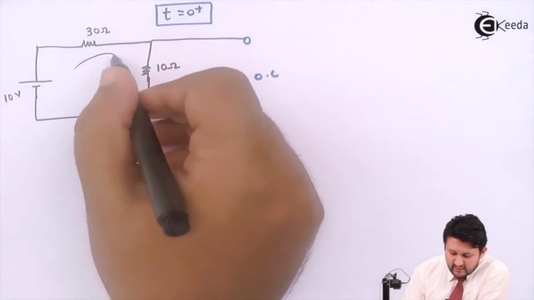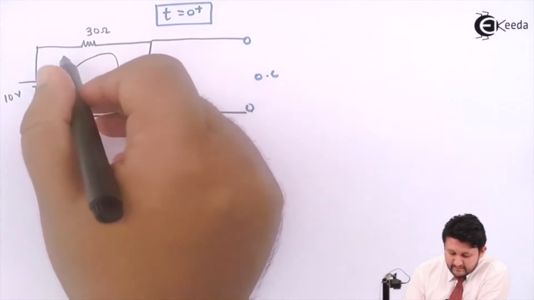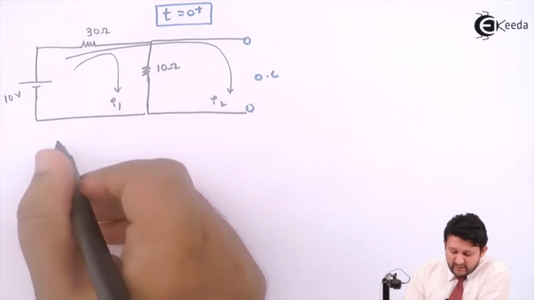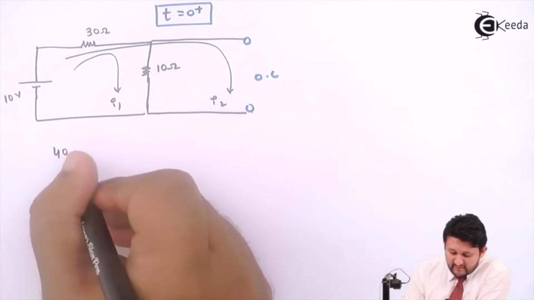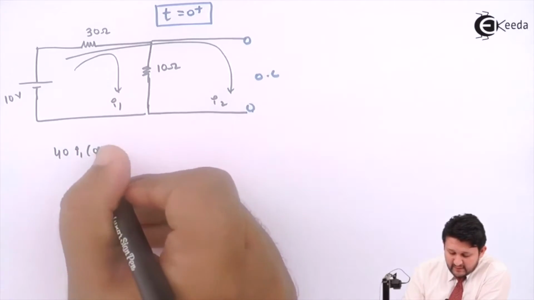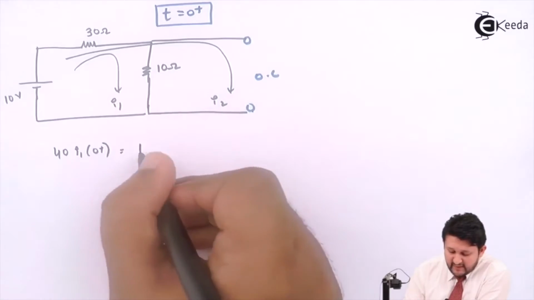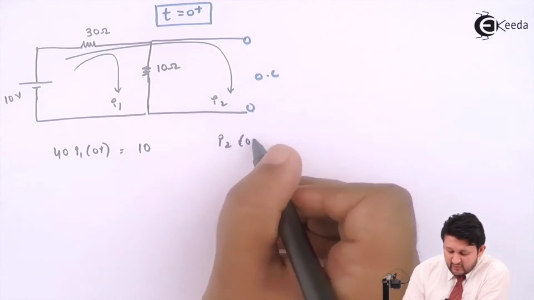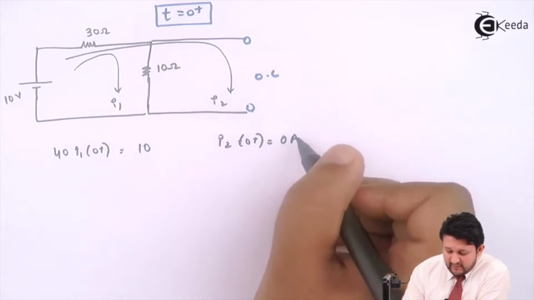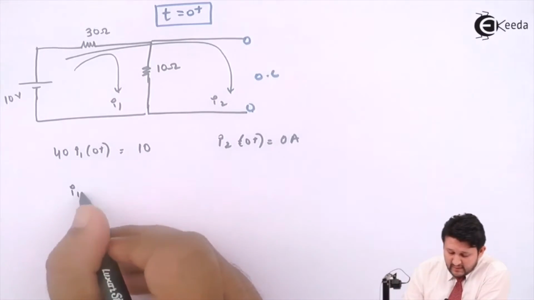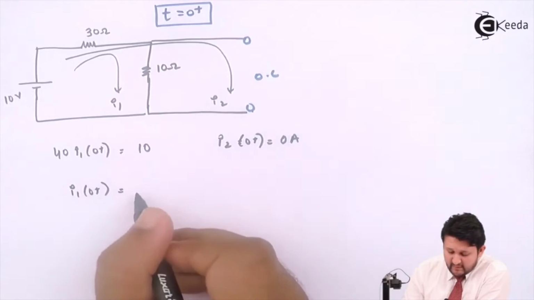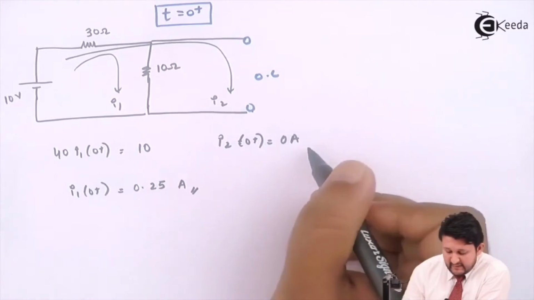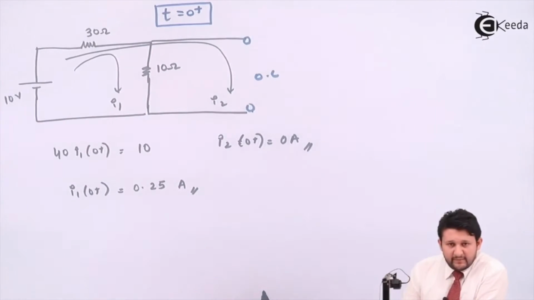So in this case, you have your I1, you have your I2. For I1, at the resistance you get 40, I1 of 0 plus equal to, your current enters into negative, so it is positive. And for I2, since the circuit is open, it is nothing but equal to 0 amperes. So your I1 of 0 plus will be equal to 1 upon 4, that will be nothing but 0.25 amperes. That's the value for I1 and I2.